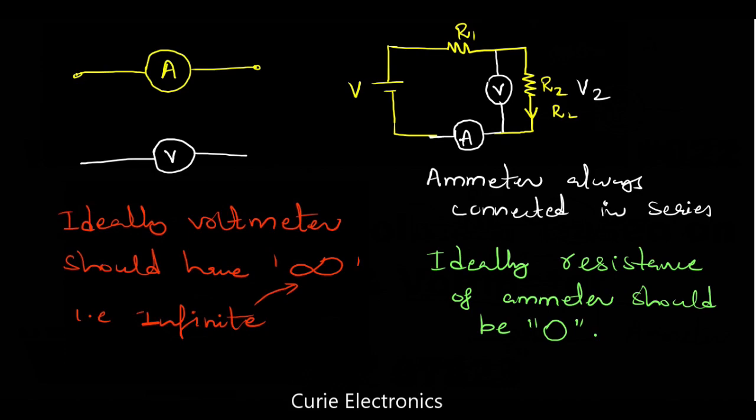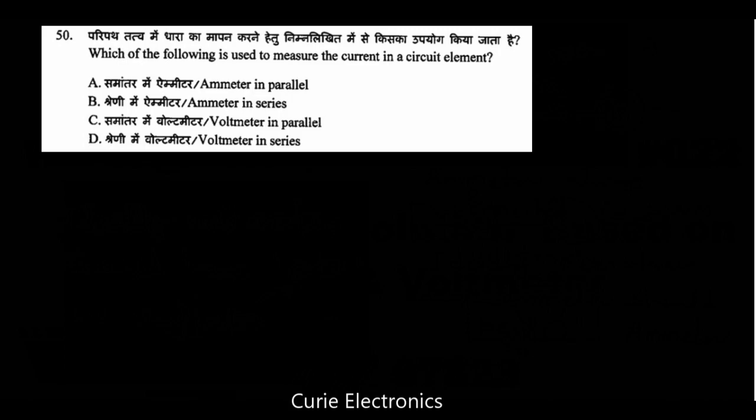Next, let's go to the next question. Which of the following is used to measure the current in a circuit element? So to measure current, what do we use? We use an ammeter. And how do we connect it? We connect it in series. I'm not able to select the option, I don't know why, so let me write it. We will connect it in series.